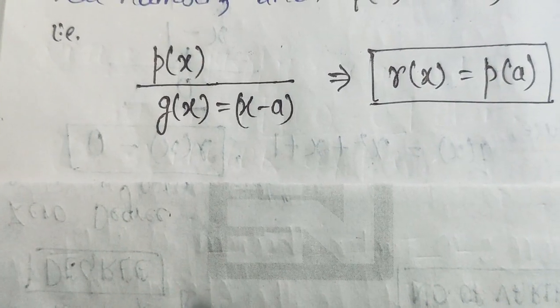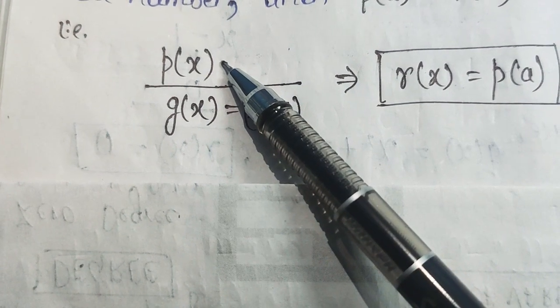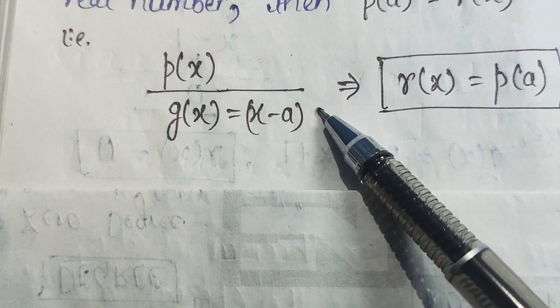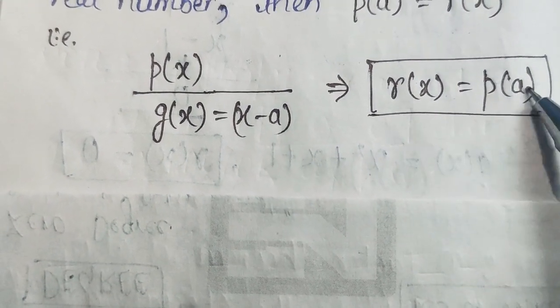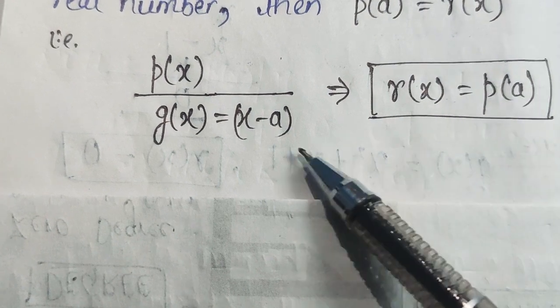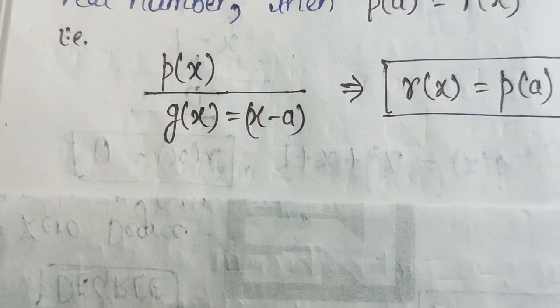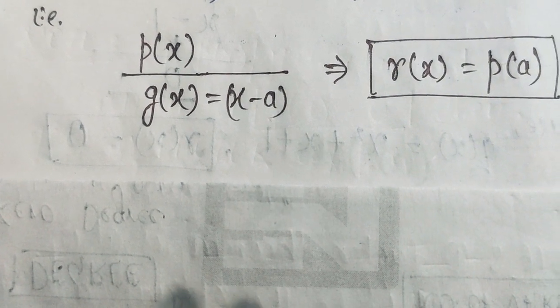According to remainder theorem, when you have any polynomial whose degree is greater than or equal to 1 and it is divided by any linear polynomial, then its remainder is defined by the value of the polynomial at the point a. So only one condition is going to be changed for factor theorem. So let us see what that condition is.